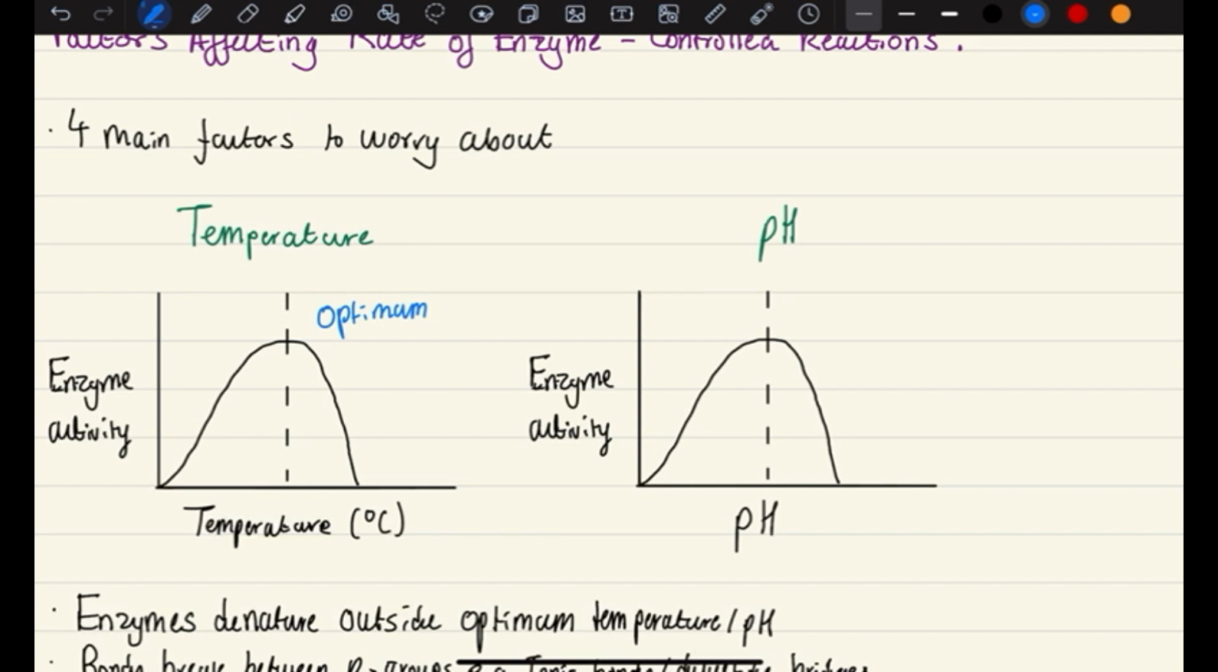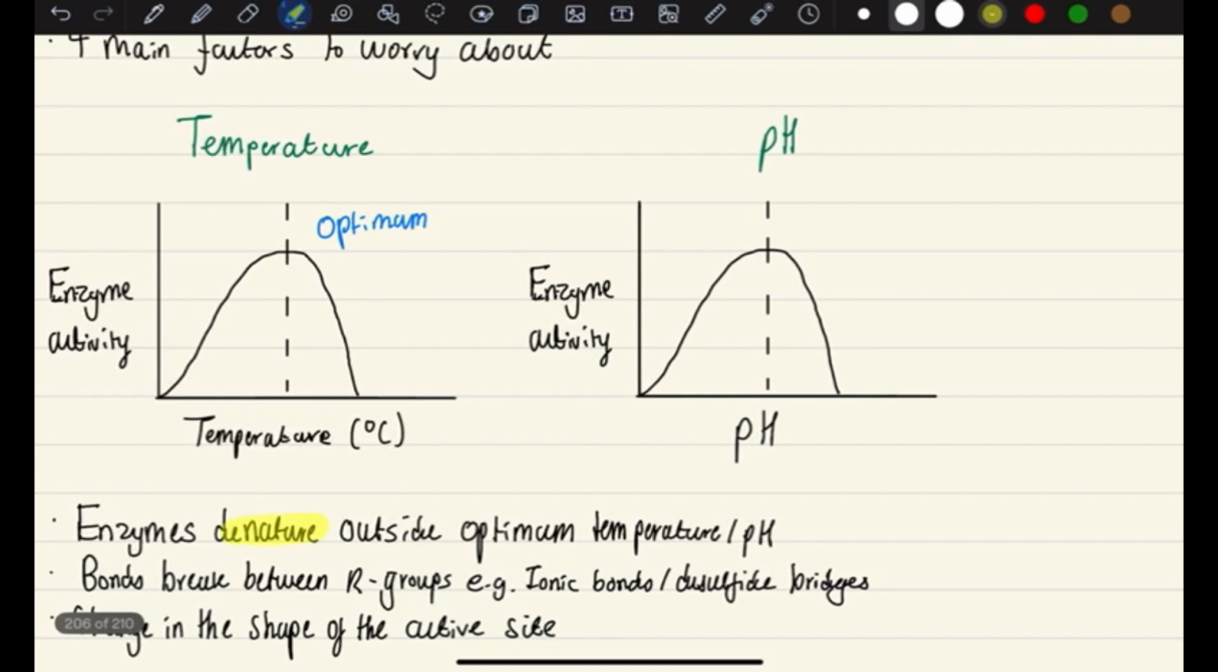Because then you're going to start breaking bonds between R groups. For example, best one I have is hydrogen bonds. Break the hydrogen bonds, meaning that your protein is going to unfold. And when it unfolds, there's a change in the shape of the active site. And when you have a change in that shape of the active site, this is called denaturation.